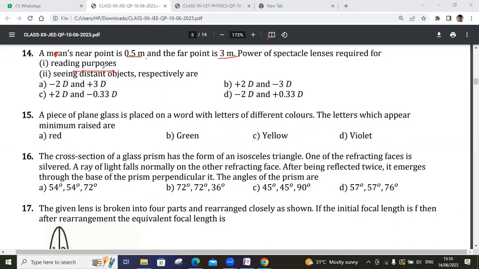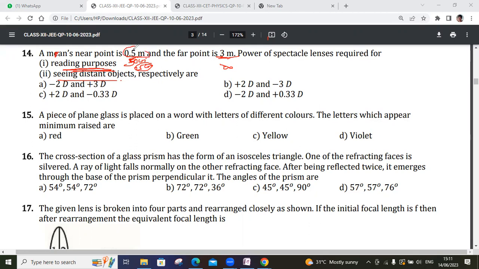So for reading purpose, near point is 0.5 meter, which if you convert is almost 50 centimeters. But near point we know for average is 25 centimeters. So for reading purpose we have to make his 50 centimeter near point as 25 centimeter. And for seeing distant objects, far point is 3 meter. We have to make it to infinity. So how to do this?